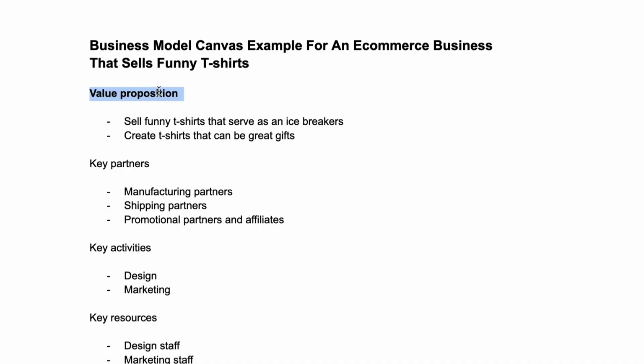The value proposition is pretty simple. In our particular case, we sell funny t-shirts. So our value proposition is that we sell funny t-shirts that serve as icebreakers. You wear a funny t-shirt, people read it, they go ha ha ha, and it creates a nice moment. Also, these kinds of t-shirts can be great gifts. That's the other value proposition. Pretty basic here.